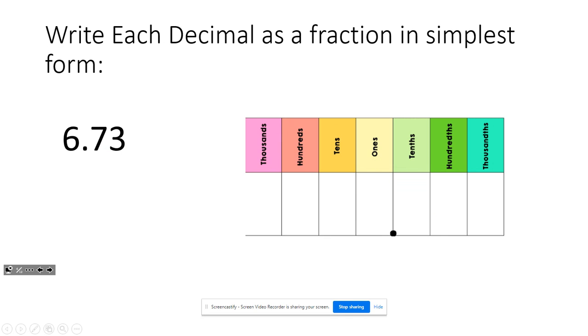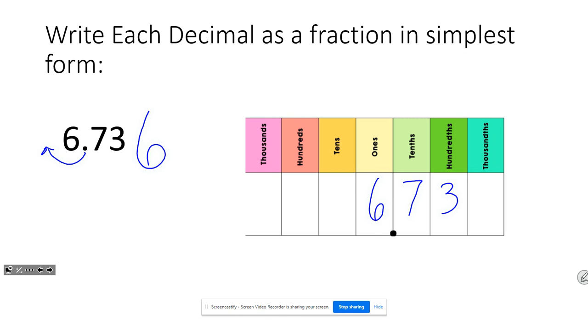Alrighty, so now we're going to write decimals as a fraction in the simplest form. How do we do that? One thing we always can remember, we're going to plug our number into the place value chart. So there's our 6 to the left of the decimal, and I see 7 and 3. So how do we write this into a fraction? Well, everything to the left of the decimal will be our whole number. So 6 is going to be our whole number.